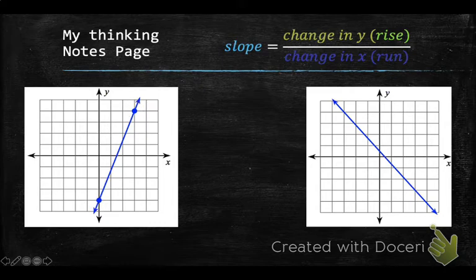Okay, so you're going to rise 1, 2, 3, 4, 5, 6, 7, 8. I think that's 8. 1, 2, 3, 4, 5, 6, 7, 8. So we're rising 8, and then we're running from there 3. 1, 2, 3. So the slope is 8 over 3. The rise was 8, the run was 3.